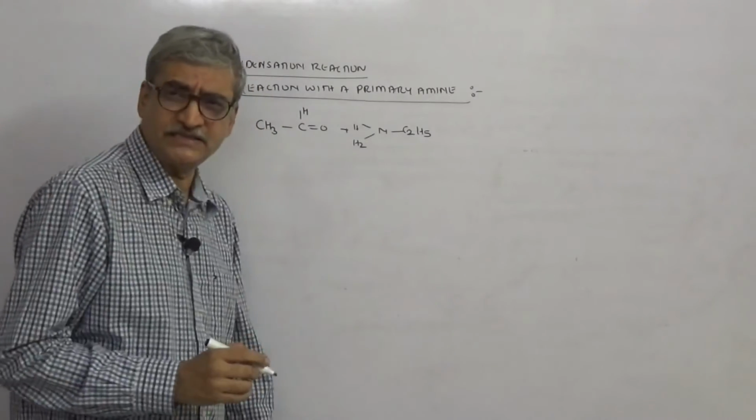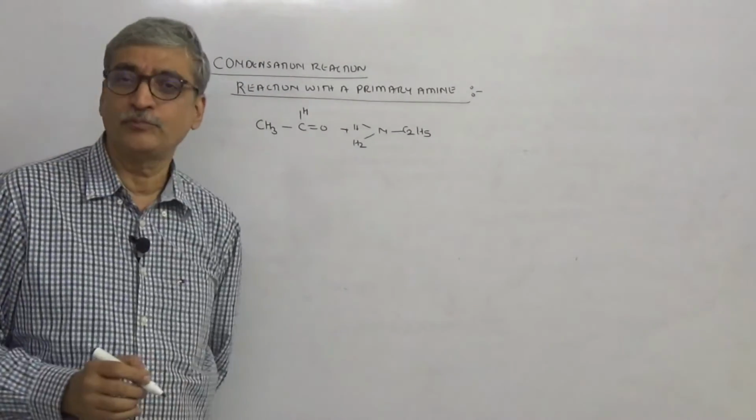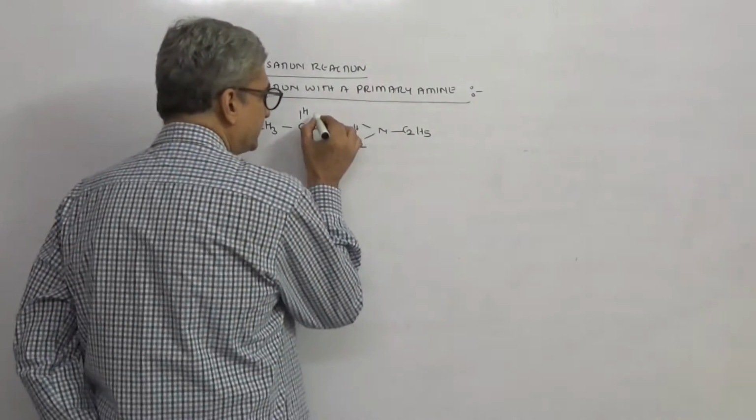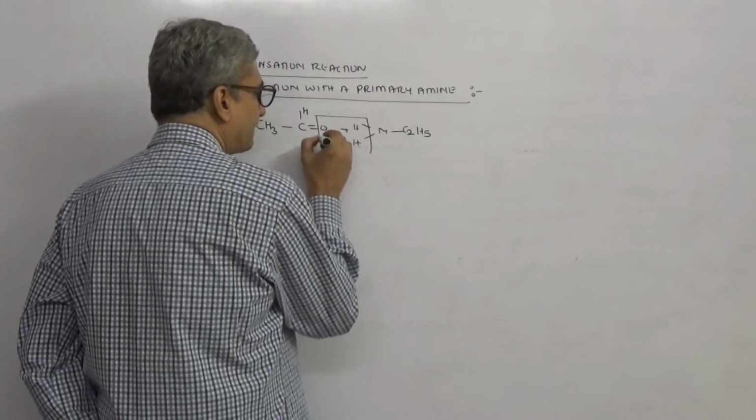So in all condensation reactions, remember, it is the oxygen of the carbonyl group which will go. So that is a hint on how to write the reaction. So what happens is NH2.